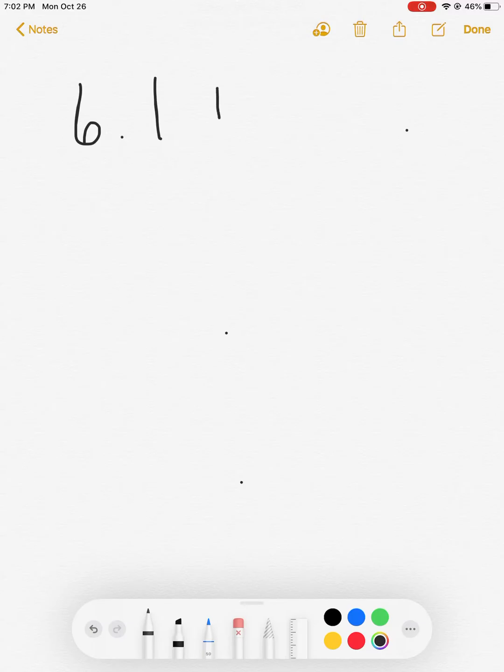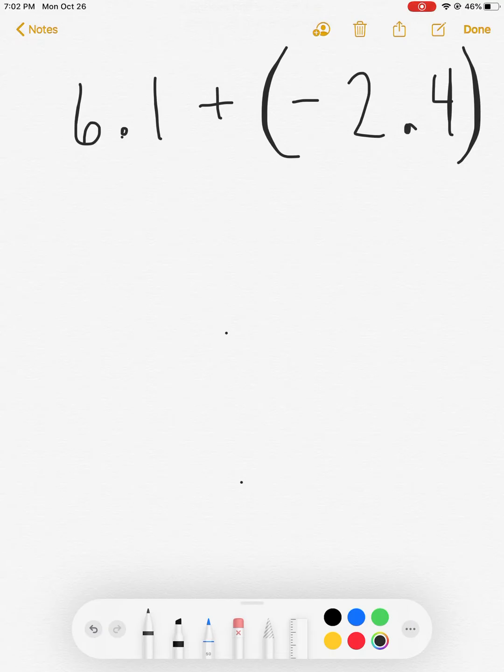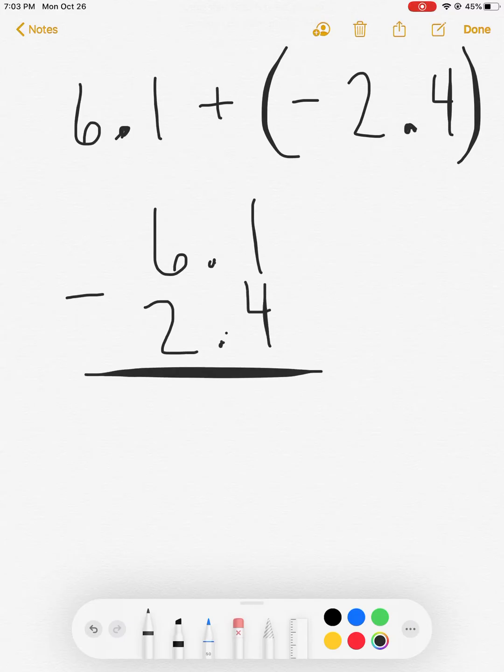6.1 plus a -2.4. Make those decimals a little bit bigger. When we are adding a negative, what does that mean to do? Hopefully you said it means to subtract. So if I wanted to add a negative, I'm actually subtracting. I line up my decimals and can complete that subtraction.